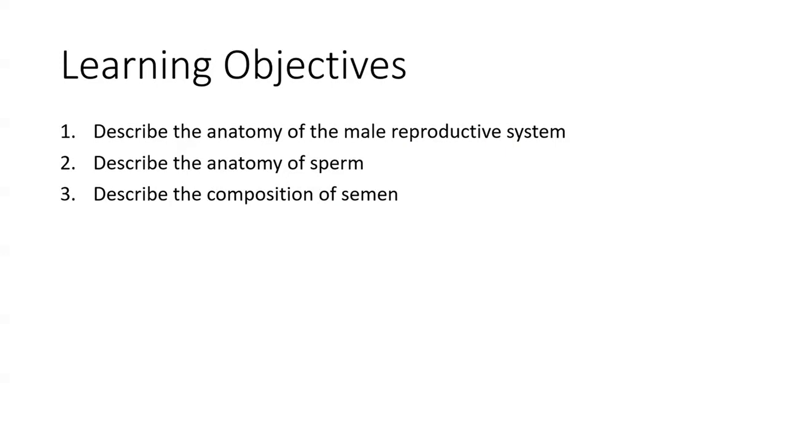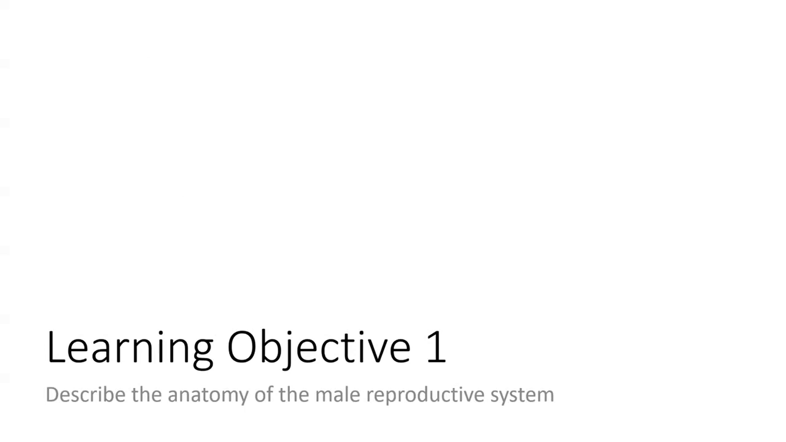The topic of today's lecture is the anatomy of the male reproductive system, and we only have 3 learning objectives to cover, which is nice. We're going to describe the anatomy of the male reproductive system, both macroscopic and microscopic. We're going to describe the anatomy of sperm, which is the male reproductive cell. And then we're going to describe the composition of semen and where each of the secretions come from. Getting straight into it, learning objective number 1, to describe the anatomy of the male reproductive system.